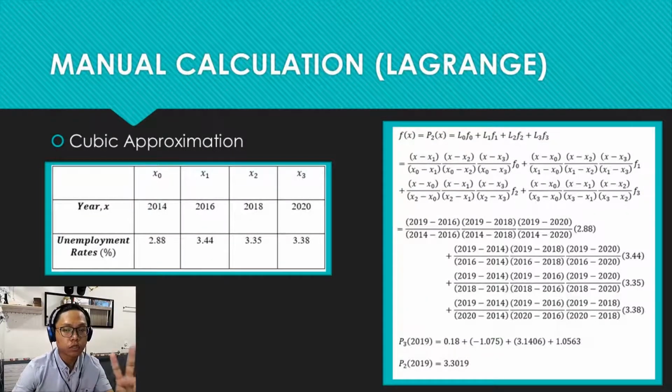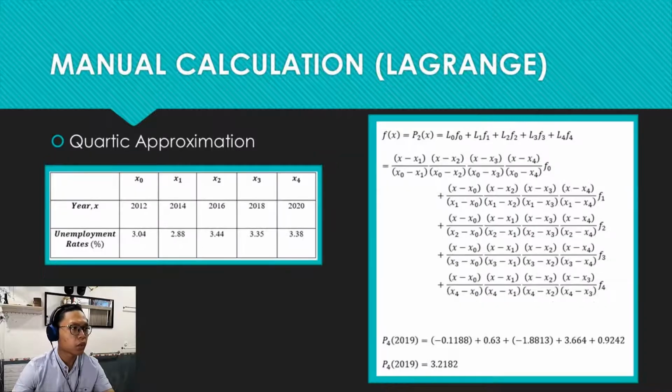For the cubic approximation, it uses four data points, which are 2014, 2016, 2018, and 2020. Same as the earlier method, we use the data and plug it into the formula, and we get the answer 3.3019. The last one is the quartic approximation. It uses five data points: 2012, 2014, 2016, 2018, and 2020. We plug the data into the formula and get the answer 3.2182. I will prove the answer in Maple after this.